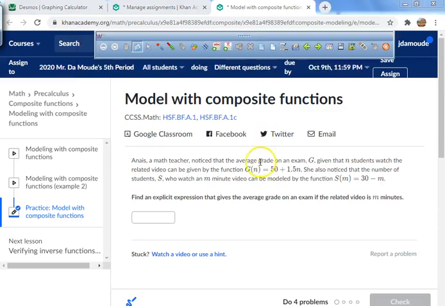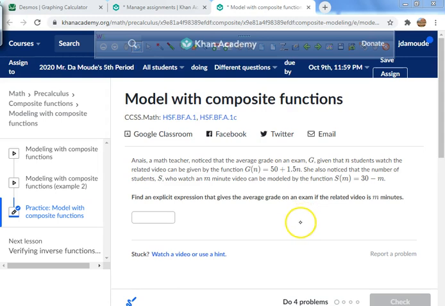So today we're going to be going over how to model with composite functions, and they've given us a word problem where we have to find an explicit expression that gives the average grade on an exam. So let's go and read through it. It says, Anais, a math teacher, noticed that the average grade on an exam, G, given that N students watch the related video, can be given by this function.